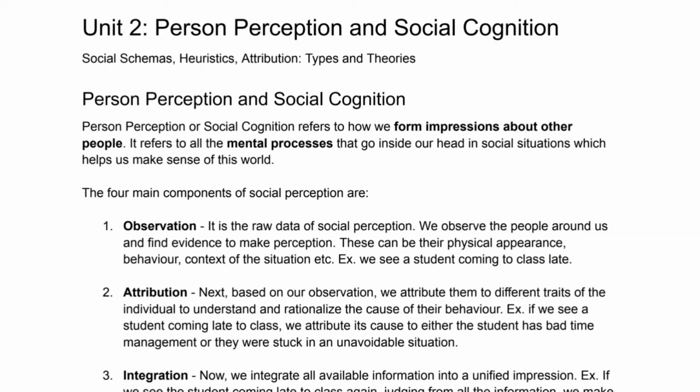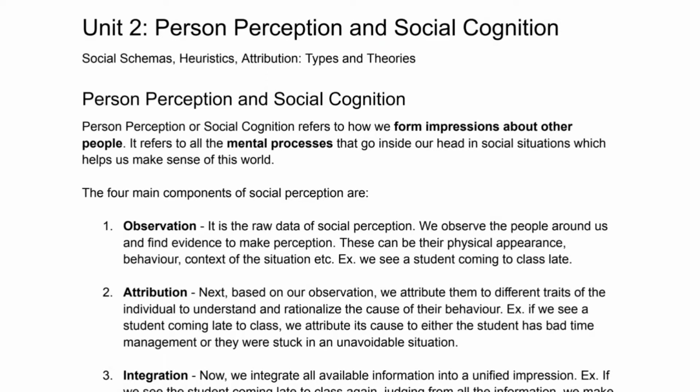In this video, we will discuss the second unit of the GE paper, Basics of Social Psychology. In the past video, we covered the first unit. This one is called Person Perception and Social Cognition. In this unit, we will have to cover social schemas, heuristics, attribution, its types and theories. So let's get started with what is person perception and social cognition.